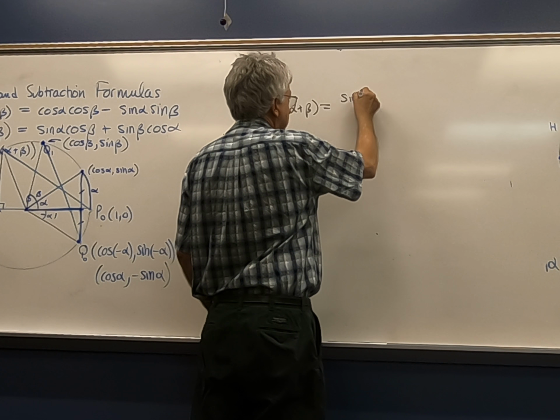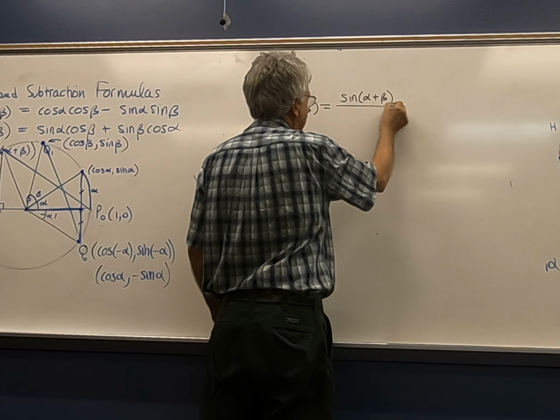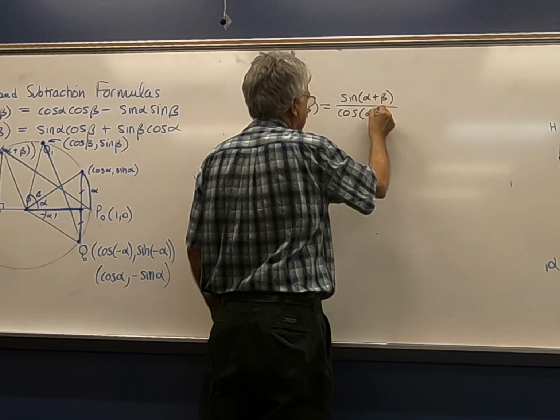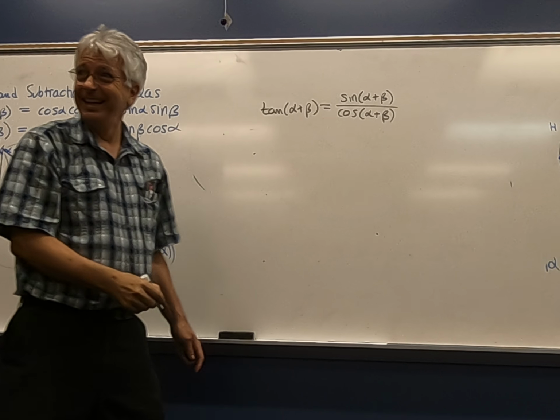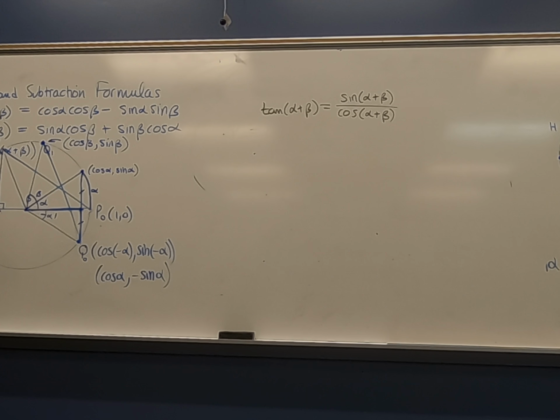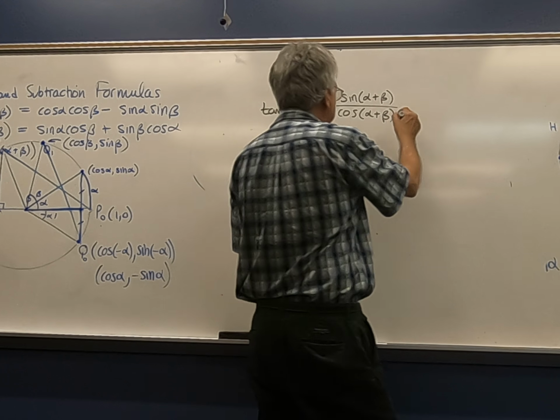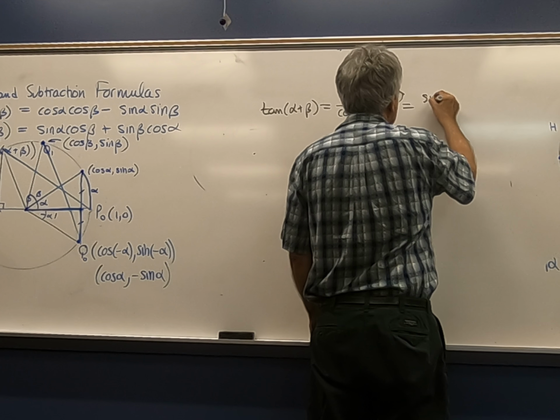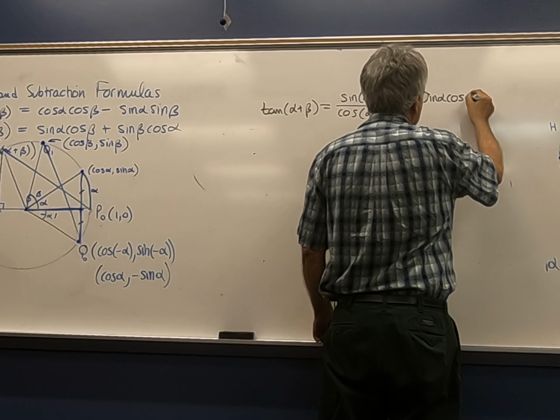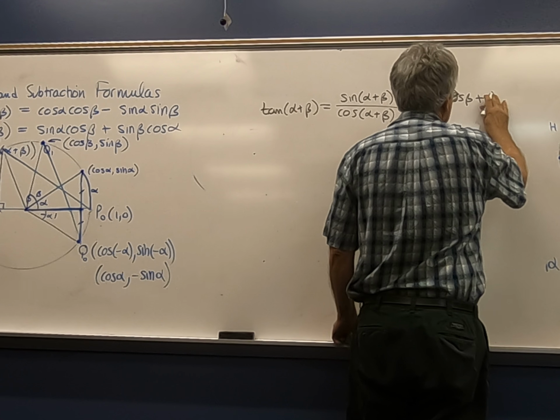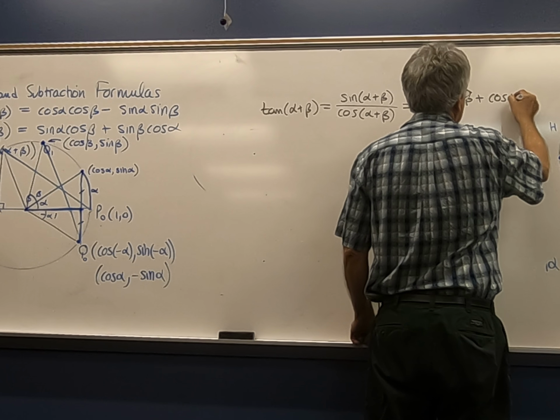Well, tangent is sine, is this what you said? I can't quite hear you. This is what you said, right? So tangent is sine over cosine, right? So, we know what sine of the sum is, we know what cosine of the sum is, so let's just expand these. And you've already memorized these. It's sine alpha, cosine beta, plus, what do we care? Cosine alpha, sine beta.